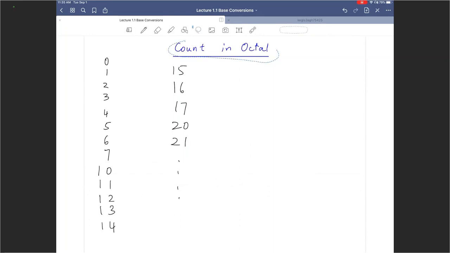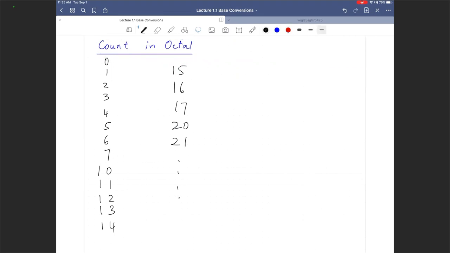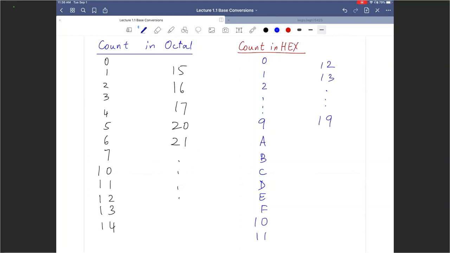All right, let's do counting in hex. Zero, 1, 2, up to 9. After 9 comes what? A is fine. Good. B, C, D, E, F. What comes after F? 10 is beautiful. 11, 12, 13, up to 19. After 19 comes what? 1A. Very good. 1F. After 1F comes what? 20. Perfect. All right. You guys get the idea.